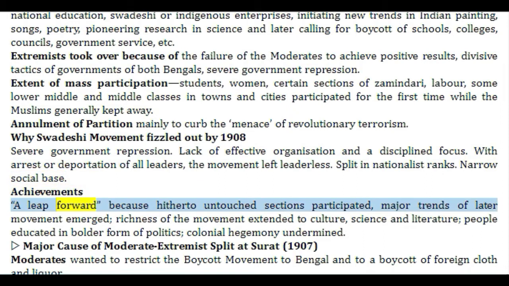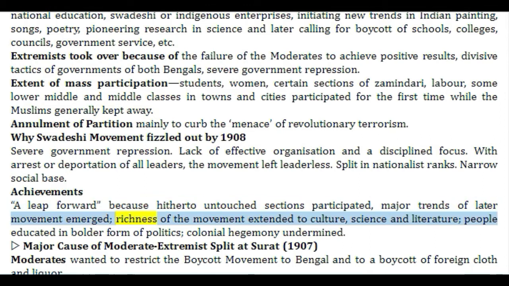Achievements: a leap forward because hitherto untouched sections participated. Major trends of later movements emerged. Richness of the movement extended to culture, science, and literature. People were educated in a bolder form of politics. Colonial hegemony was undermined.